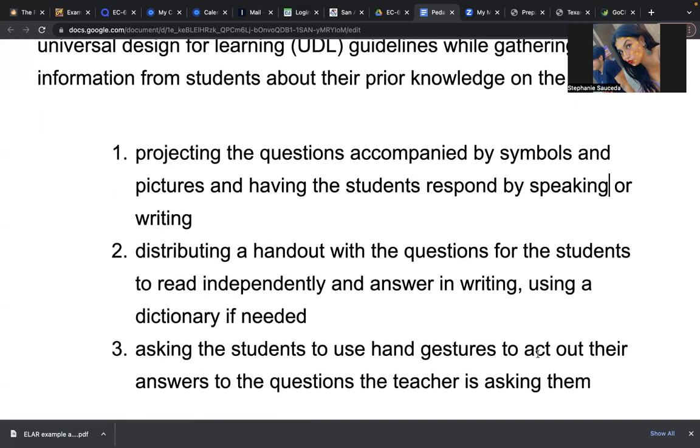3 is incorrect. We don't want them to just be miming out stuff. Even with our kindergartners, we would want them to act it out, but not just with gestures. We want them to act things out, use words, try to explain. Because with kindergartners, we really don't want them to be focusing on hand gestures. We want them to be using their words, using oral language, listening and speaking skills. K through 3rd grade, really important, building on that oral language proficiency.